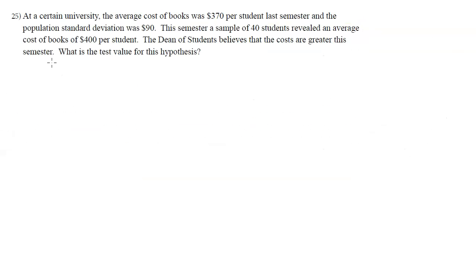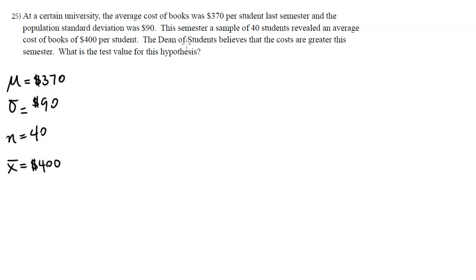At a certain university, the average cost of books was $370 per student last semester, so that's the population mean, what we've known from before. And the population standard deviation, z-test, $90. This semester, a sample of 40 students revealed an average cost of books of $400 per student. The Dean of Students believes that the costs are greater this semester. That's the claim. So the null hypothesis is that the population mean is actually $370. The Dean claims no, costs are greater than that.